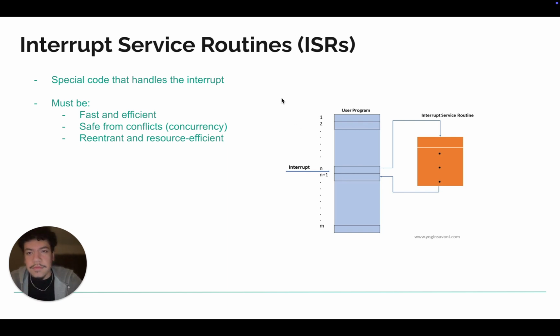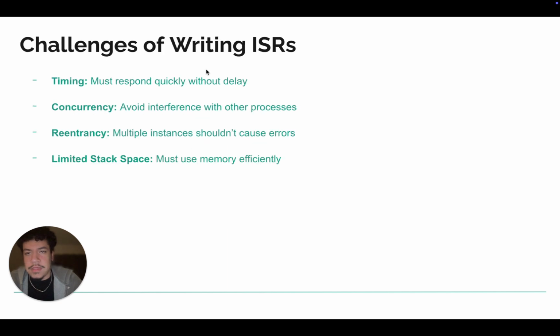But here's the tricky part. Writing good ISRs is hard. Why? So timing. ISRs need to be fast. If they take too long, they delay other processes and the system becomes unresponsive. Another thing is concurrency. Multiple interrupts can happen at once, and ISRs need to avoid conflicts. Another thing would be reentrancy. ISRs should be able to run independently without interfering with each other.